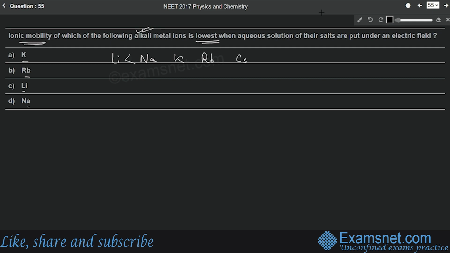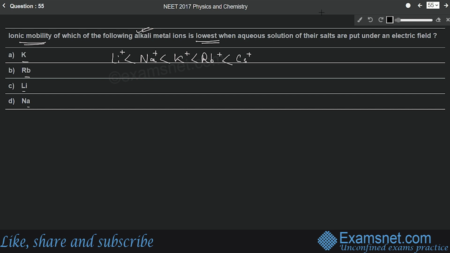And these are in increasing order of their atomic size from lithium to cesium, right? So the same will be the order of ionic size. That means lithium ion will be of smallest size, then sodium ion, then potassium ion, then rubidium ion, and then cesium ion, right? Now we know that smaller the ionic size, greater will be the hydration. So greater will be the size of hydrated ions.